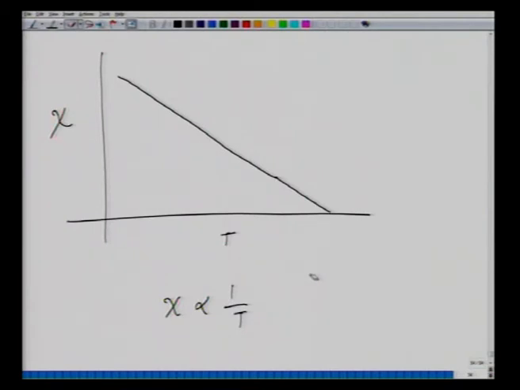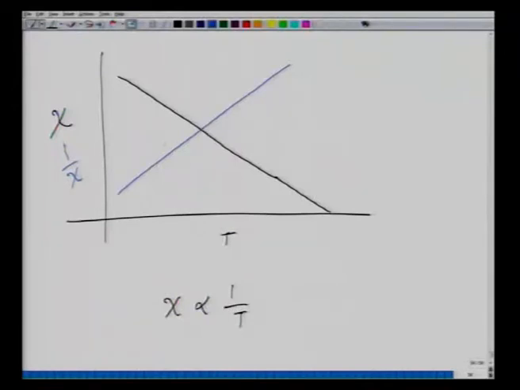Another better way of plotting this is plotting 1 by chi. So 1 by chi naturally increases. This will be the behavior for 1 by chi, and this is a more appropriate picture. All right, so we have done this derivation. We will take this a little more forward with some more analysis. So essentially this 1 by chi varies like this.